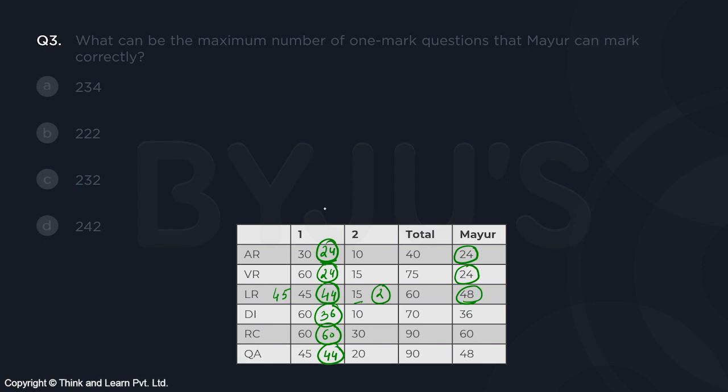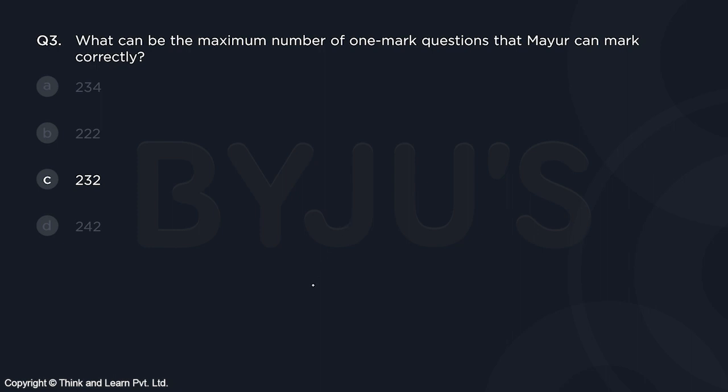So what is the maximum number of questions of 1 mark? It is 24 plus 24, that is 48. 48 plus 44, it is 92. 92 plus 36 is 128. Plus 60 is 188. Plus 44 is 232. So 232 should be the right answer for us. Yes, option C is the right answer.